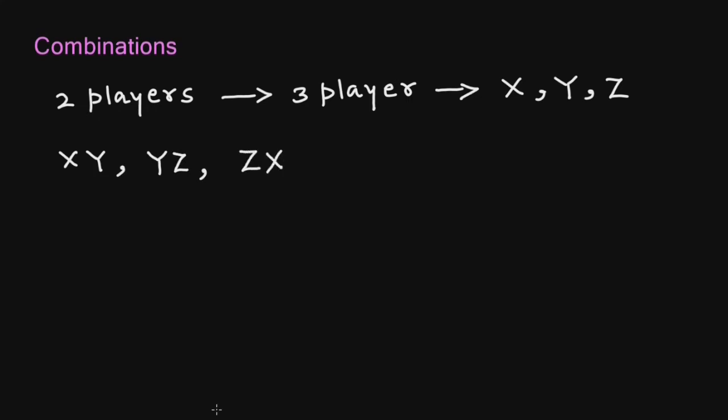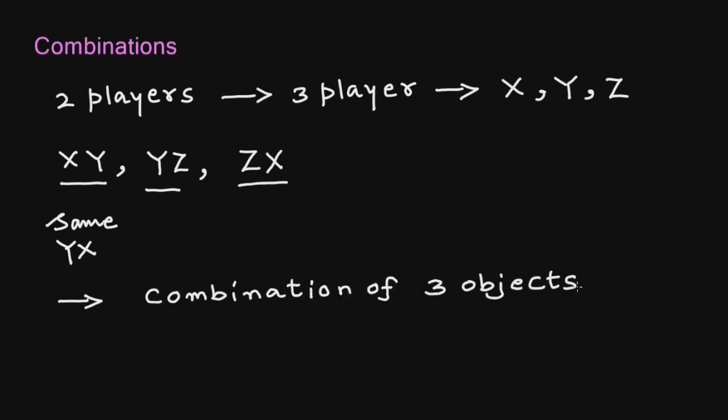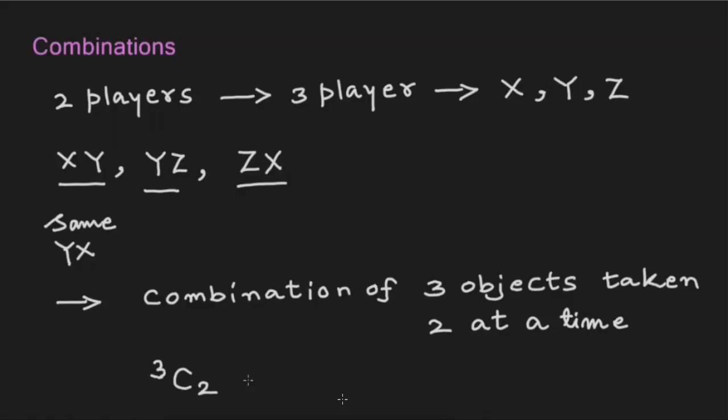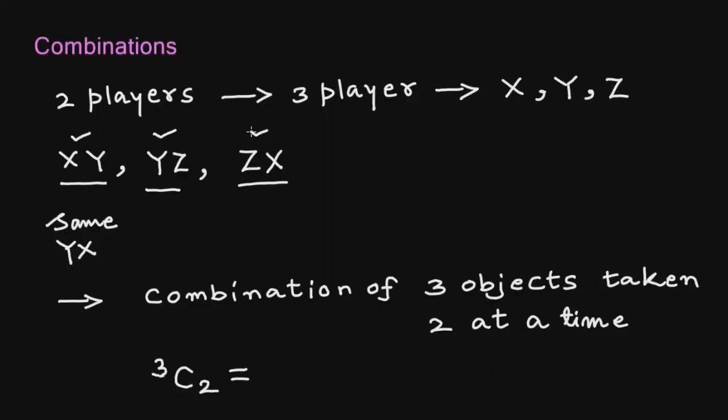Here, unlike permutations, order is not important because a team consisting of players X and Y will be the same as the team consisting of players Y and X. Similar is true for teams consisting of players Y and Z and that consisting of Z and X. Here, each team selection is called a combination of 3 objects or elements taken 2 at a time, and it is written as 3C2. And here 3C2 is 3.